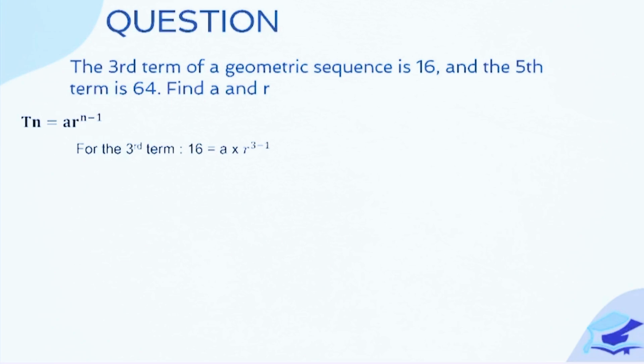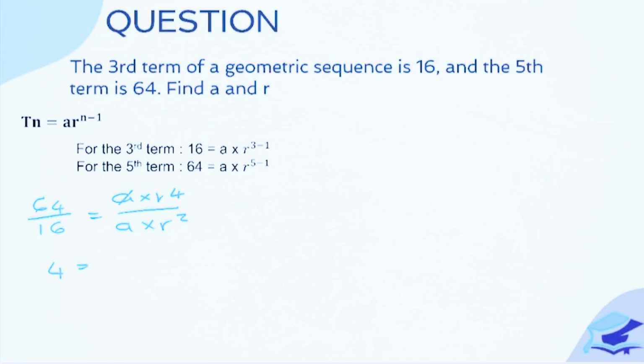The third term of a geometric sequence is 16, and the fifth term is 64. Find a and r. We're going to use the general formula for a geometric sequence, and we're going to plug in the given values for each term. Then we're going to divide the two terms by each other. So we're going to divide the fifth term by the third term. 64 divided by 16 will give us 4.